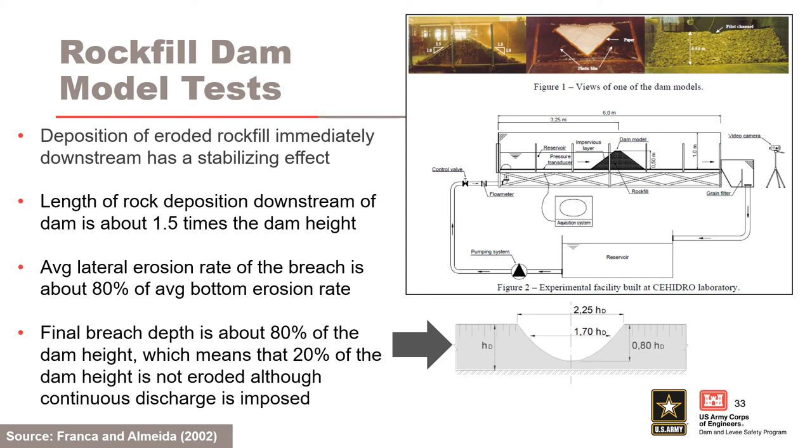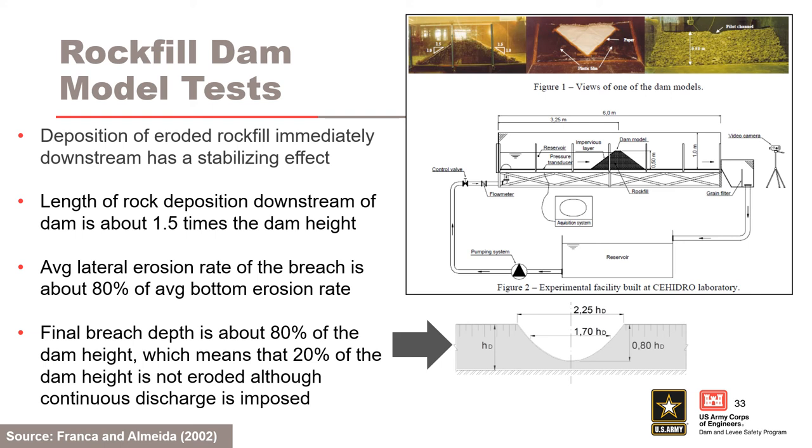Geometry that best fits the breach final configuration is parabolic. Final top width of the breach is approximately 2.25 times the dam height. Final average width of the breach is approximately 1.7 times the dam height. Final breach depth is approximately 0.8 times the breach height. Lateral slope of the breach banks is slightly smaller than the angle of repose. In some cases, the breach walls are nearly vertical due to coarser material.